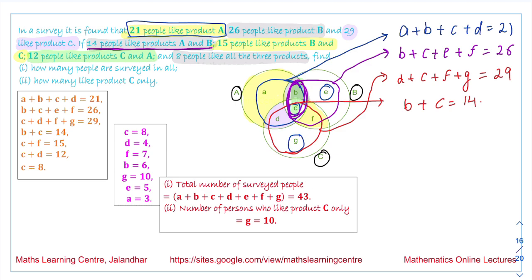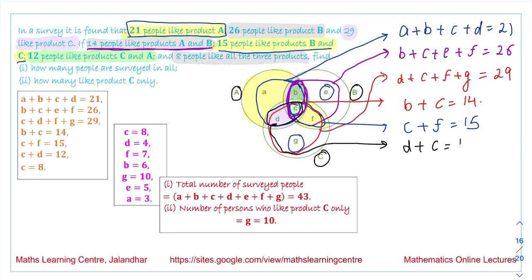Next, 15 people like products B and C. B and C means the sum of C and F. It is given to be 15. And 12 people like products C and A. C and A means this region over here. So D plus C is equal to 12. And last, it is given that 8 people like all the 3 products. For all the 3 products we have this region C over here. The value of C is given to us as 8.